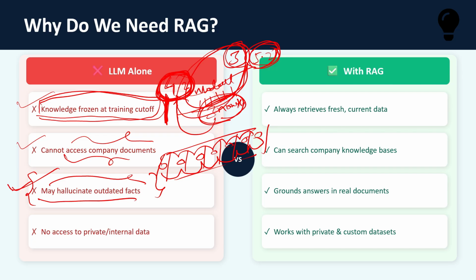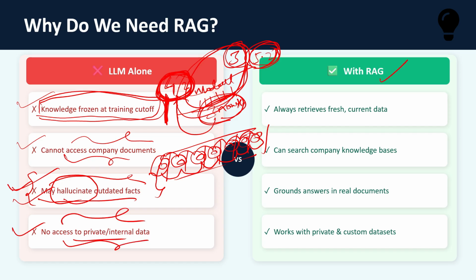It has to generate some response based on the priority of the different words and keywords, so it will always give you a response. But it may hallucinate information which is not there in the knowledge base of that model. It has no access to private internal data. As I said, it doesn't have any access to your private or internal data.